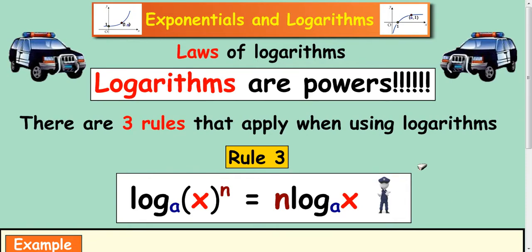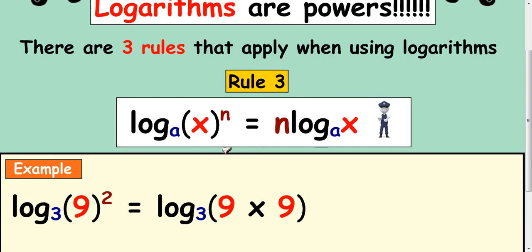Okay, the last rule of logarithms is this rule here. Log of x to the power n to the base a is also equal to n log x to the base a. Now this looks like some sort of differentiation. You take the power down to the front. It's not at all, and I'll explain how it works.